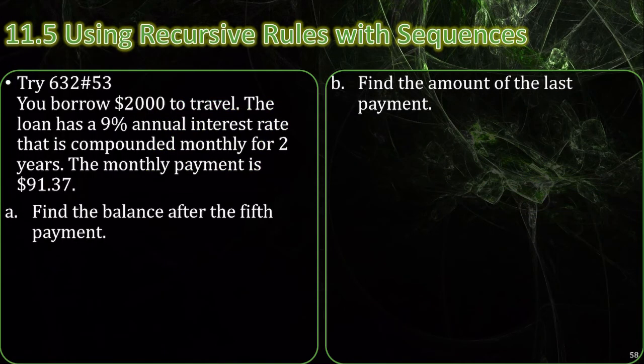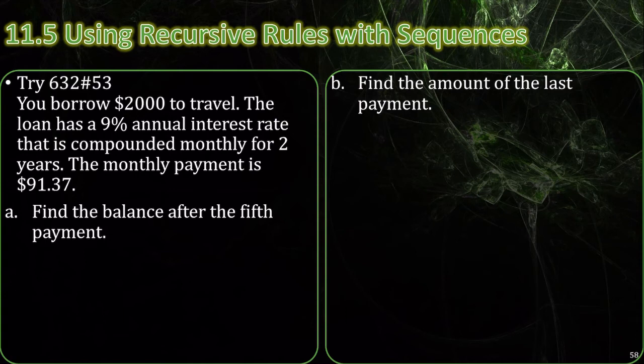All right, try number 53. You borrow $2,000 to travel. The loan has a 9% annual interest rate that's compounded monthly for 2 years. The monthly payment's $91.37. All right, so how this works is you multiply your interest rate by what you have and you add that amount to it.